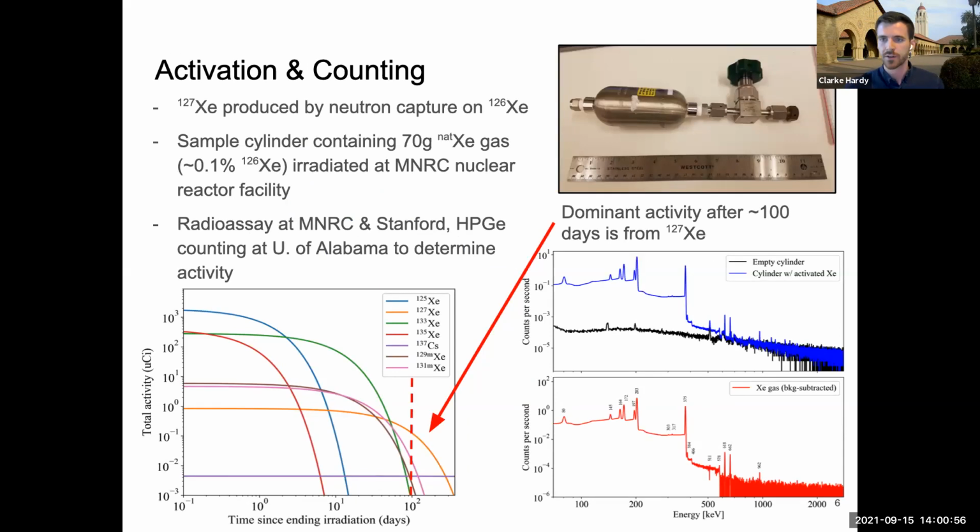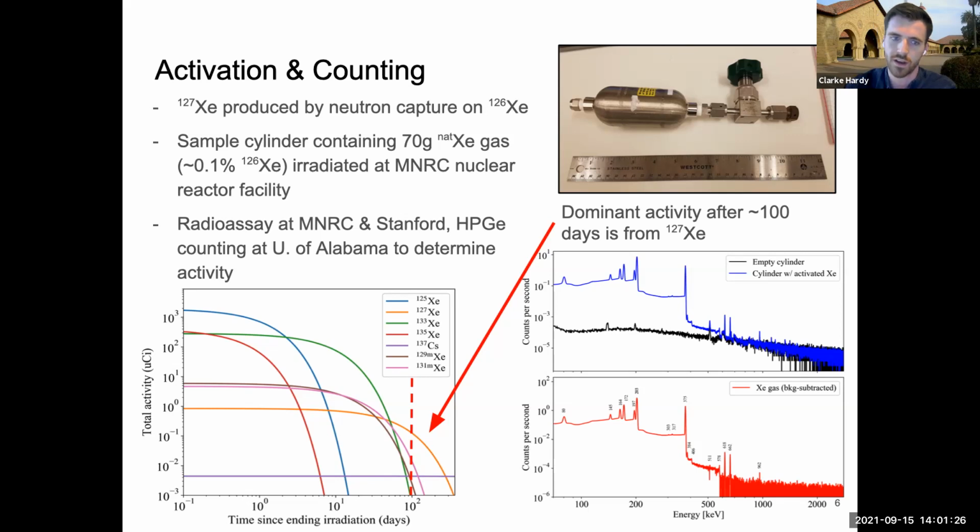So basically, in order to prove that this would be feasible in nEXO, we conducted a test at Stanford. We started by taking some natural xenon in a small sample cylinder and having this irradiated at a nuclear reactor facility. Basically, the amount of xenon-126 in natural xenon is sufficient to cause activation to xenon-127 at a rate that will give us events that we can see when we inject this into our TPC.